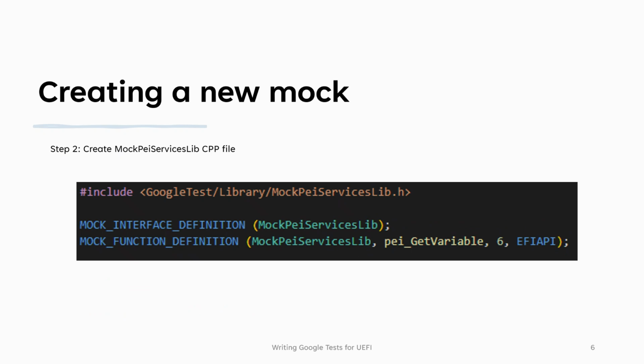Now we'll create our source file and use a few more macros, like mock interface definition, which defines our interface with a constructor and destructor. Mock function definition defines our function to call our mock, giving it the number of arguments and the call type.